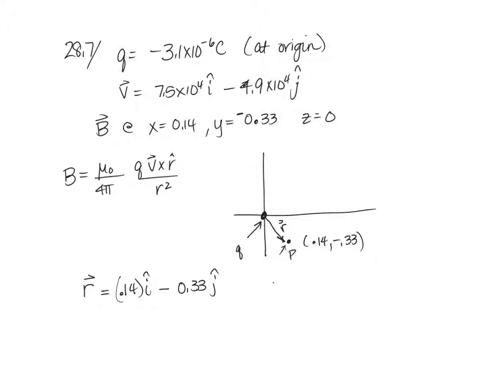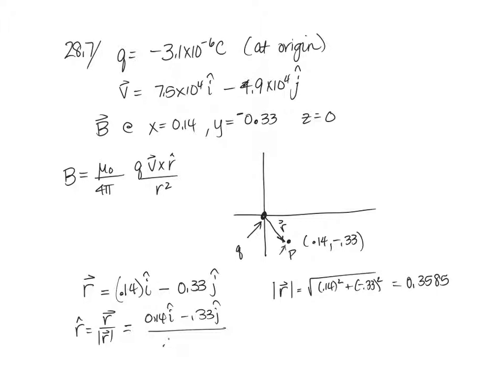If you remember, r hat is equal to r over the magnitude of r. The magnitude of r is found by using the Pythagorean theorem, and if I do that, I find that it's 0.3585. So my r hat, my unit vector, is 0.14 in the i direction, minus 0.33 in the j direction, divided by 0.3585. And so my unit vector r hat is 0.39 in the i direction, minus 0.92 in the j direction. So I have pretty much everything that I need.